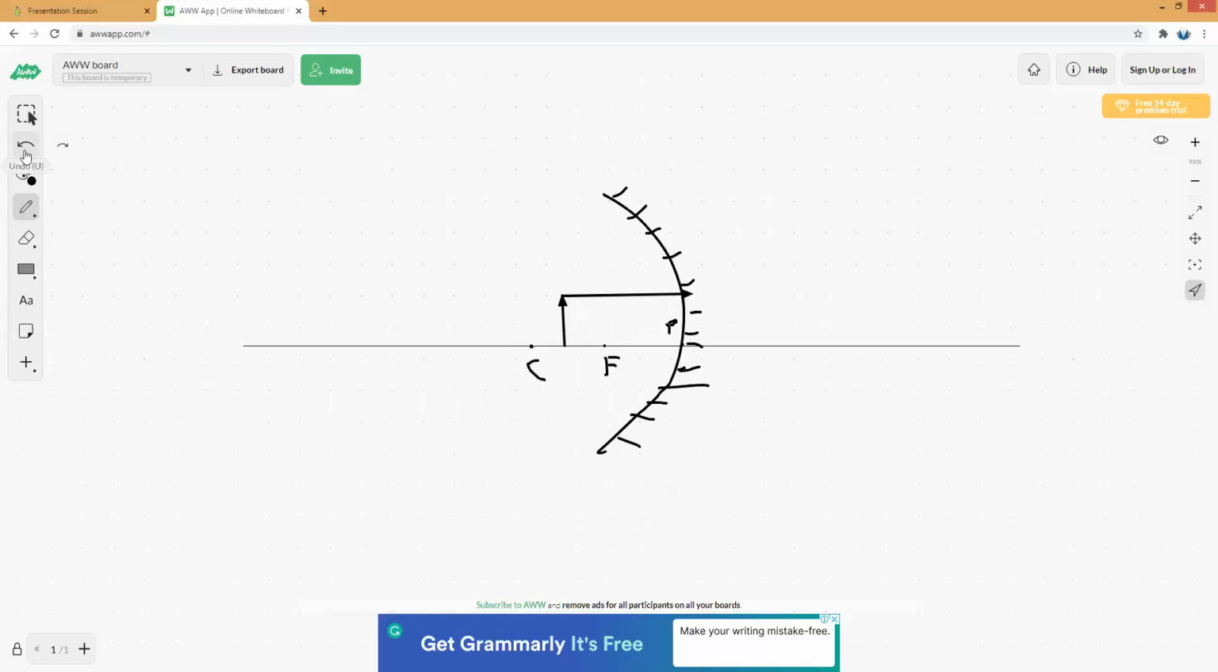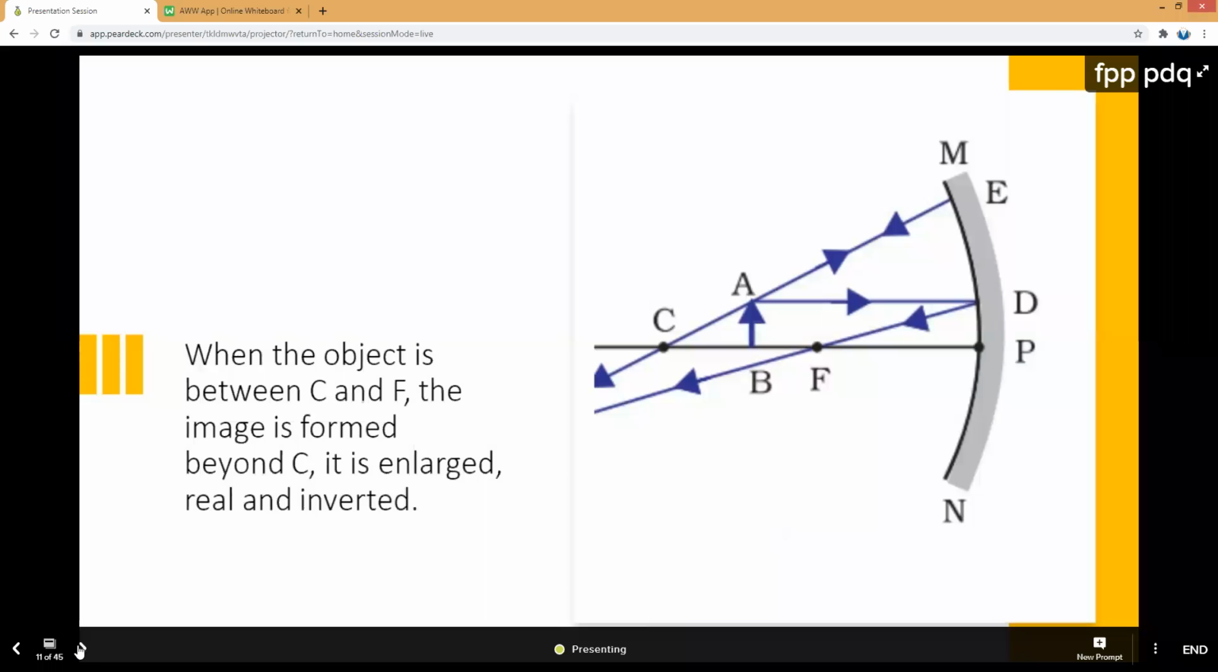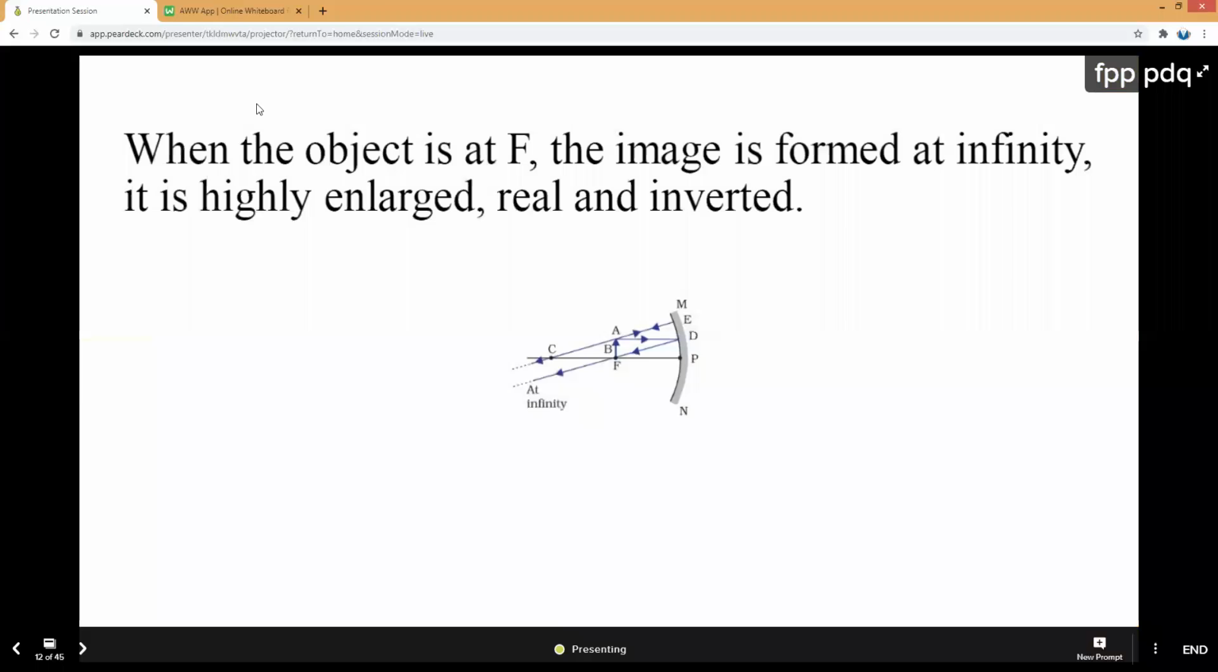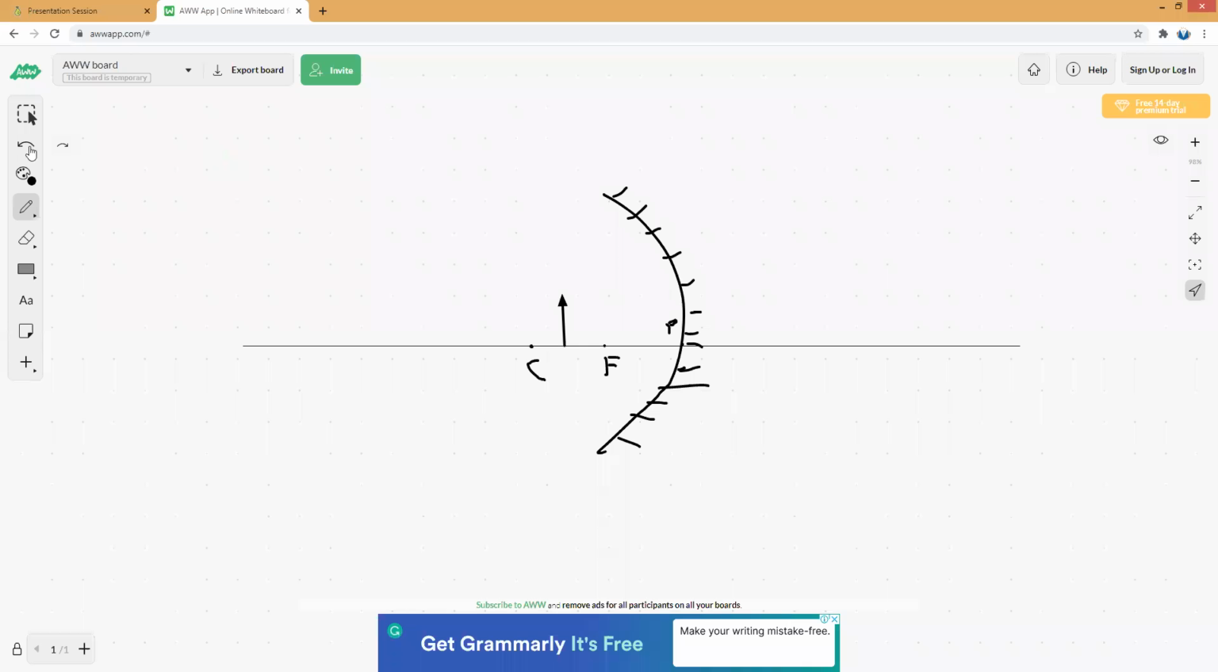So now the second last one of concave mirrors, where the object is placed at the focus. So this is the object. According to the rules, the same rule we'll be using, parallel to the principal axis, passes through the focus.